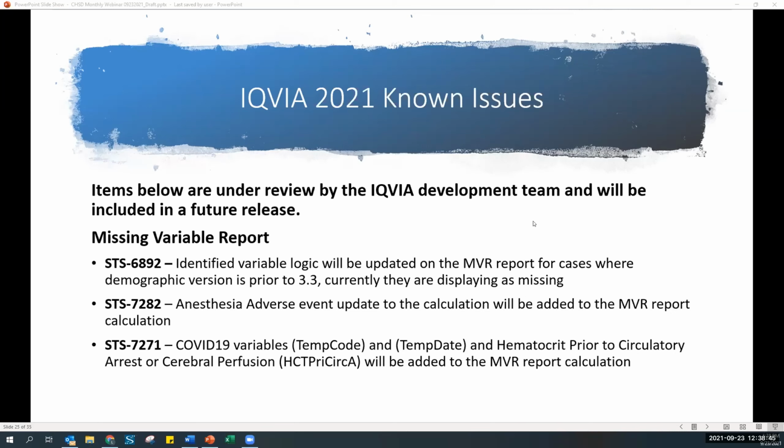STS 7282, the anesthesia adverse event update to the calculation will be added to the MVR report calculation. So that currently isn't being flagged when it should be. And so we are working to update the MVR to capture that when it should. Similarly, STS 7271, the COVID-19 variables, temp code and temp date, and the hematocrit prior to circulatory arrest or cerebral perfusion, that's the HCT pri circ A variable, will be added to the missing variable report calculation as well.